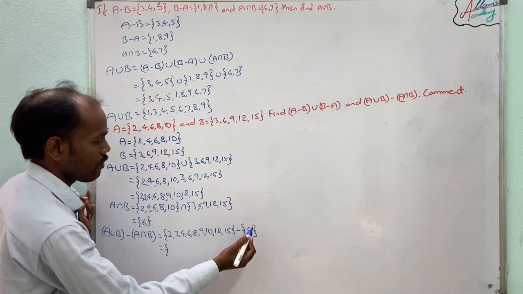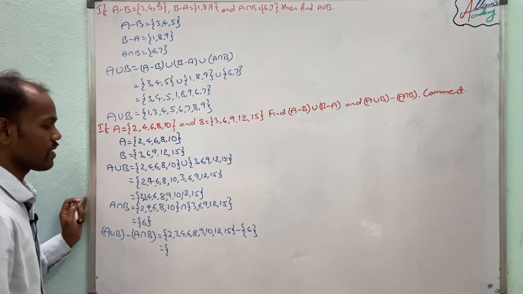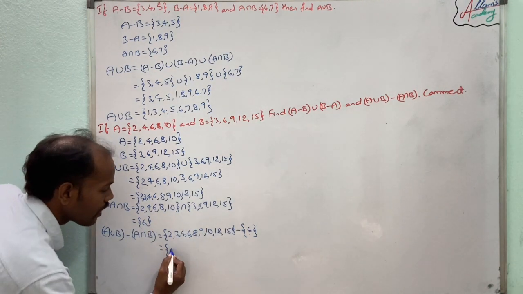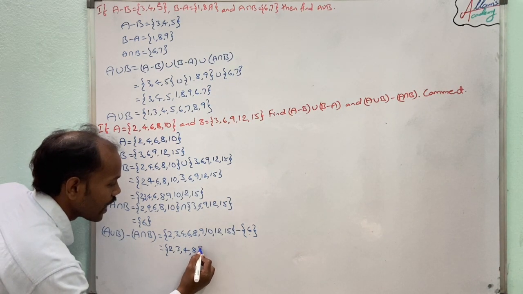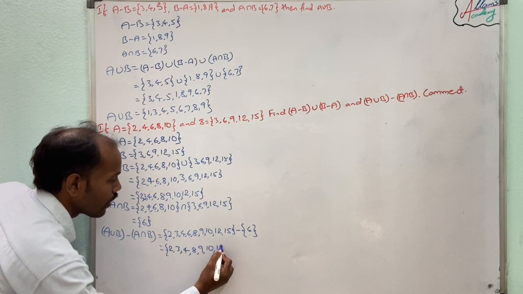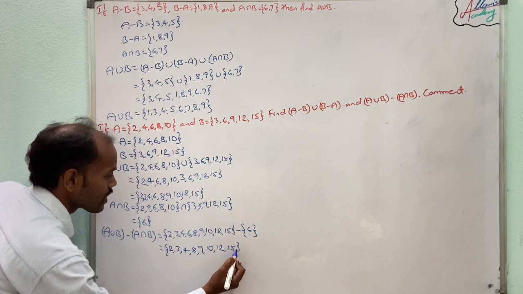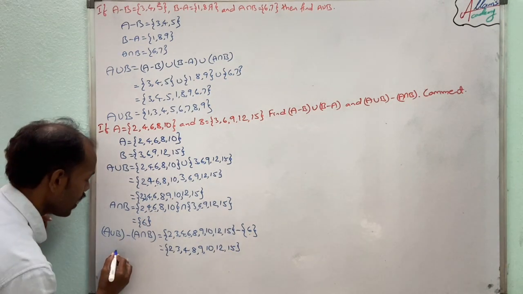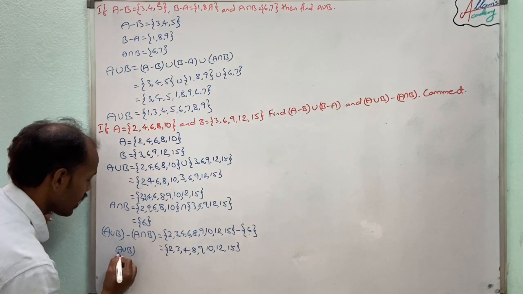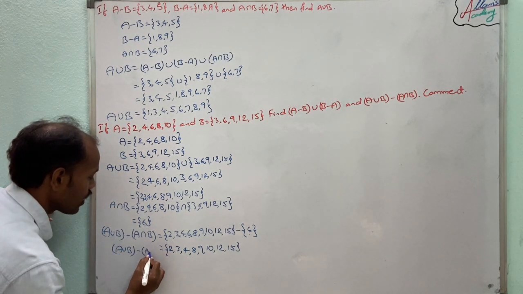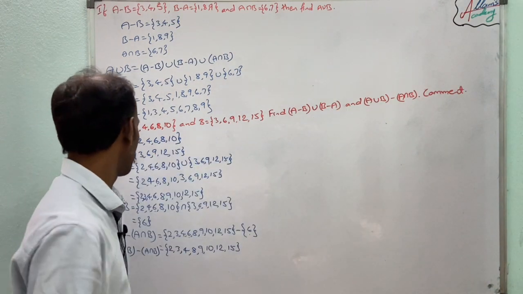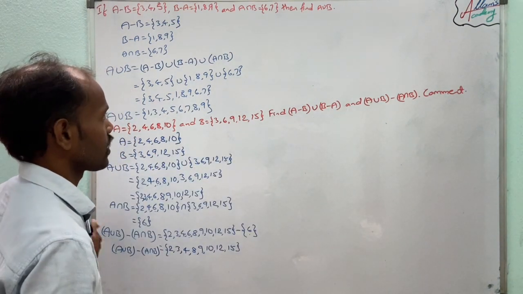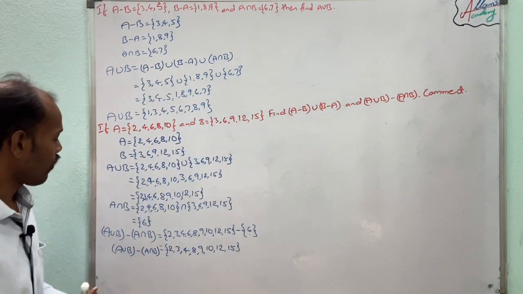So here the common element in both sets is 6, so the remaining elements of the first set are 2, 3, 4, 8, 9, 10, 12, 15. It is the answer for A union B minus A intersection B. Now we are finding the second one, A union B minus A intersection B, which we already found.